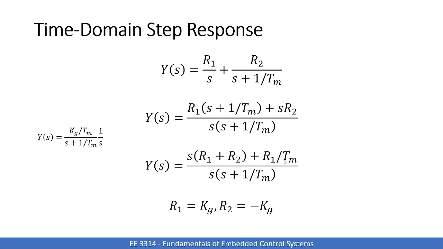Also, we have the constant coefficient here is kg over Tm, which over here is r1 over Tm. So that tells us that r1 is going to be equal to kg. Since r1 equals negative r2, we know that r2 will be equal to negative kg. So just one possible way to do partial fraction expansion on that second order transfer function.